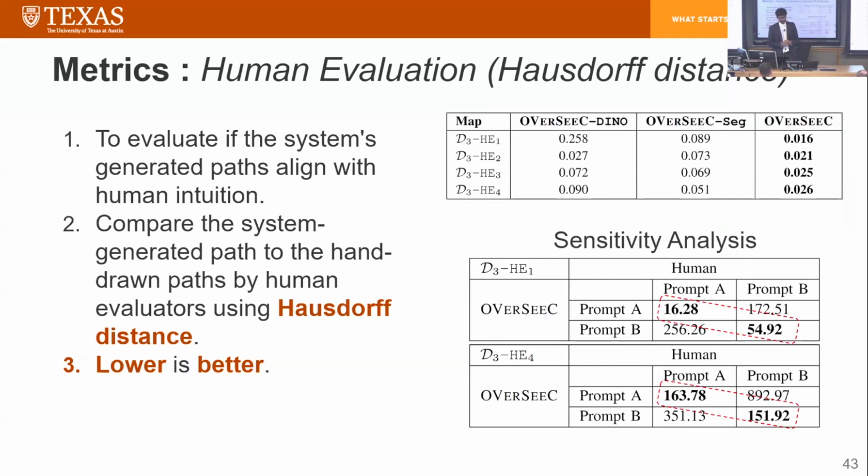And we did some sensitivity analysis in which we make a confusion matrix of OVerSeeC versus human, in which we had the same start and end goals, but we changed the prompts. And the idea is the diagonal elements should have lower Hausdorff distance than the elements which are off diagonal. And we see that. And this proves that the LLM is actually working and makes CostMaps which heed the human preferences.